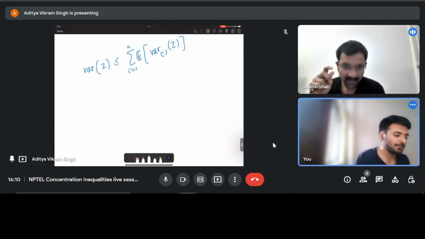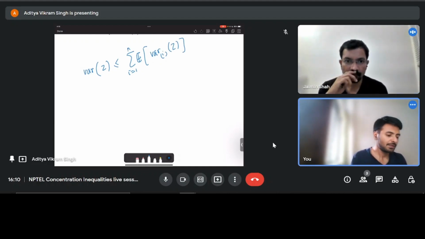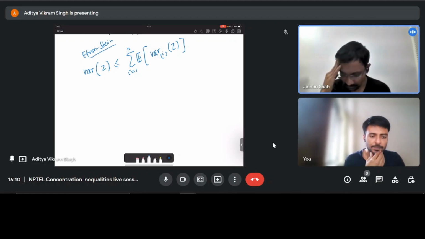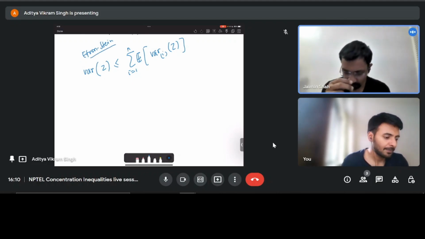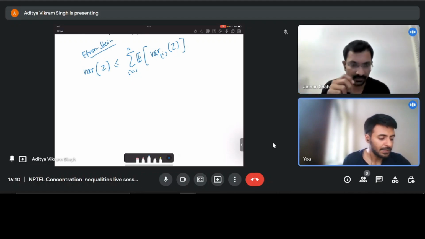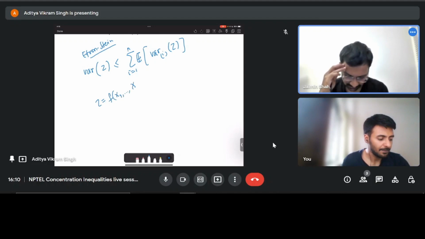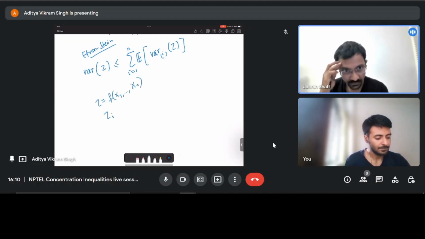I mean, this was the basic form, and then there were other equivalent forms. I think I understood the derivation and all. So basically, z is a function of x1 to xn, and then zi is defined as the expectation of z given x1 to xi.